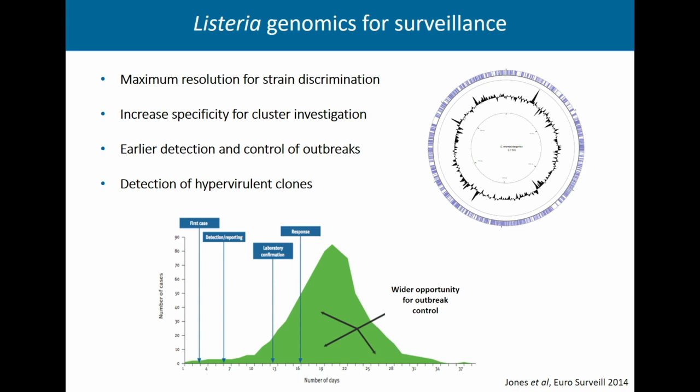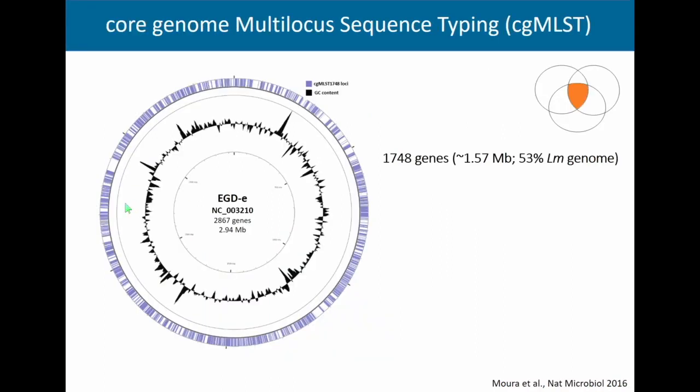So what we look for in a good surveillance system, in order to control outbreaks as soon as possible and prevent a huge peak of cases as observed in South Africa, for example, is to obtain a maximum resolution for strain discrimination, increase the specificity for cluster investigation, detect and control outbreaks as soon as possible, and detect also these hypervirulent clones I told you about.